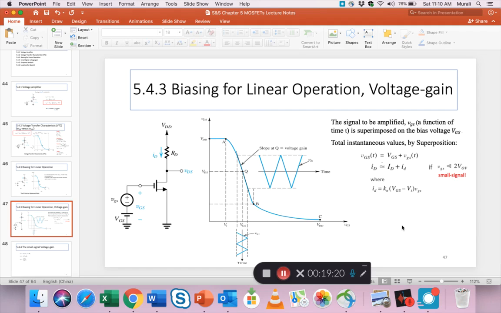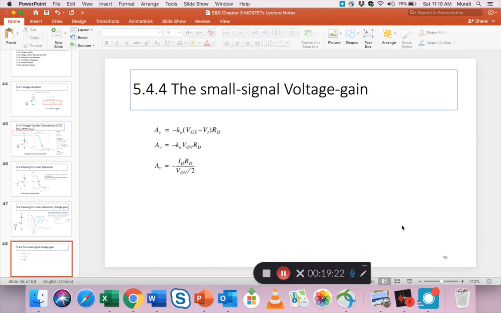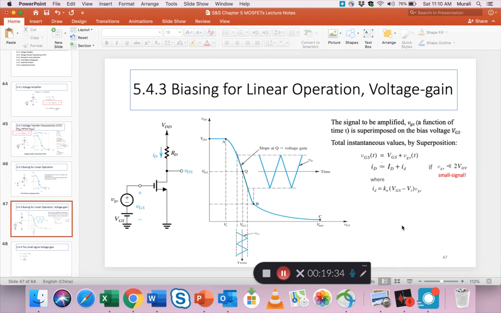Okay, so that is this slide. I will move to slide 48 and actually talk about small signal voltage gain. Now what is the voltage gain? It's the output voltage by the input voltage. So going back to the previous slide, that would be VDS by the input VDS, or VGS. So if you take that ratio, you get the voltage gain.